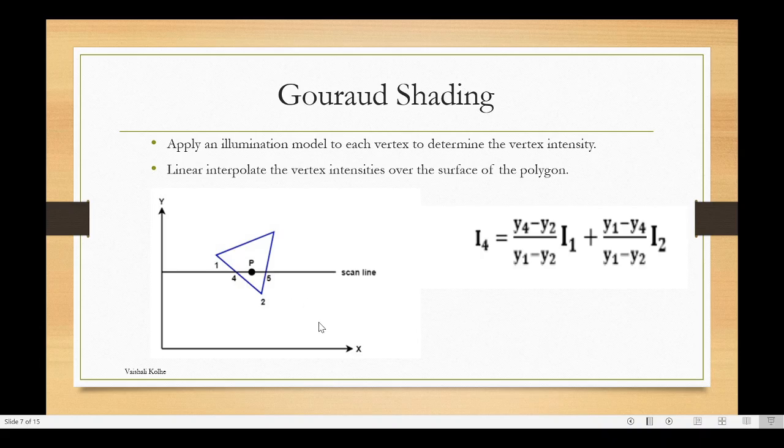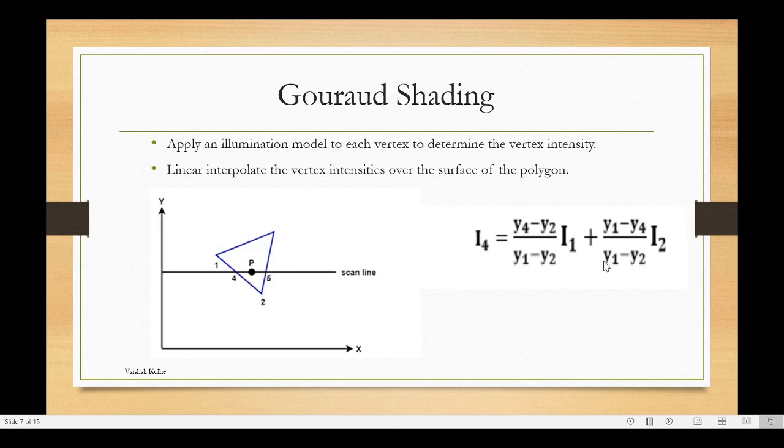Once we get the intensity values at the vertices, we can find the intensity across the edges. To find the intensity across edges, we are going to use the linear interpolation concept. For example, here we have calculated the intensity at points 1 and 2. Then we can calculate the intensity across the edge 1, 2. For example, here we are considering point 4, which is a part of the edge. So how can we find the intensity at this point? This is the formula.